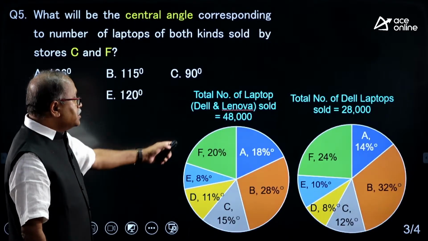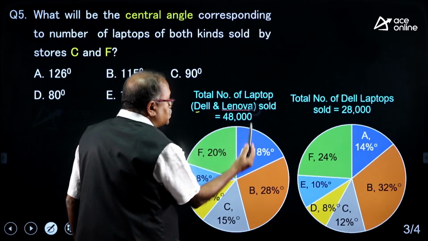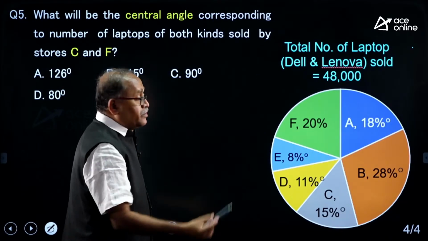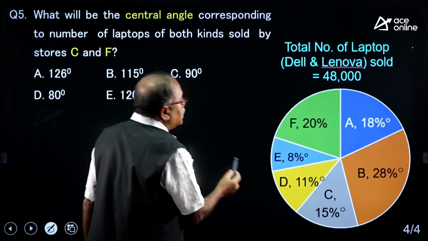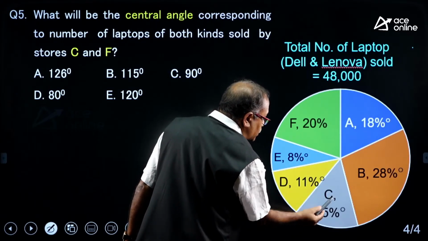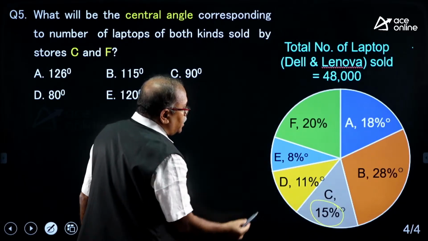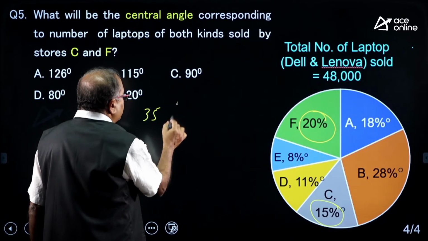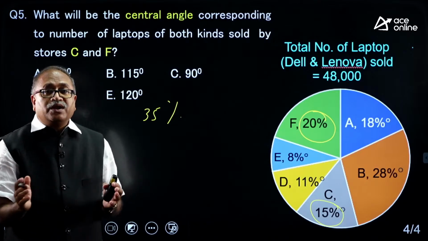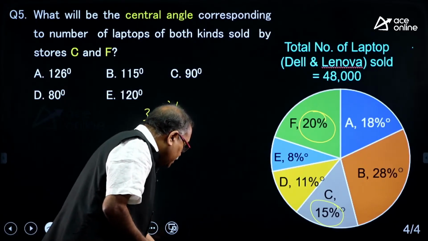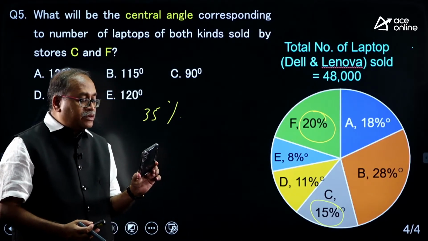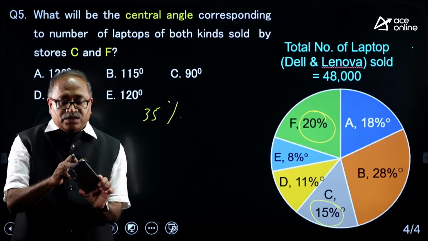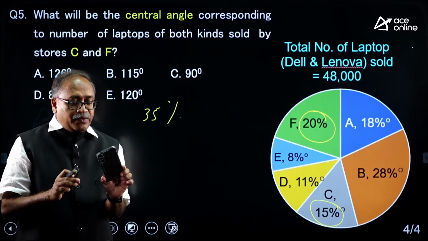So, okay, let us take the figure. Both the laptops store, so I do not need the first one, second one. I have to work on the first one, C and F. So, where is C? The C is 15% and F, that is 35%, right? This 35%. So, that represents what angle? Come on, my dear friends, some of you must have answered the question, because very frequently this type of question comes in the exam.